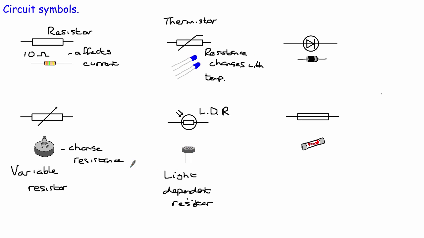So there are different ways that you can change the resistance. So this is a fixed one. You can change the resistance of this simply by turning it, and then these things do it automatically.